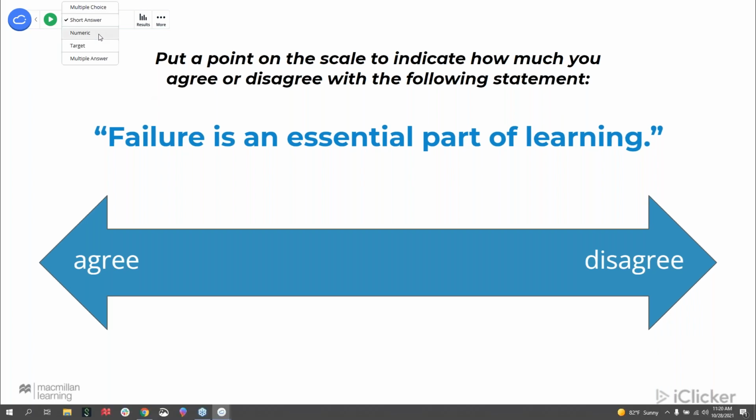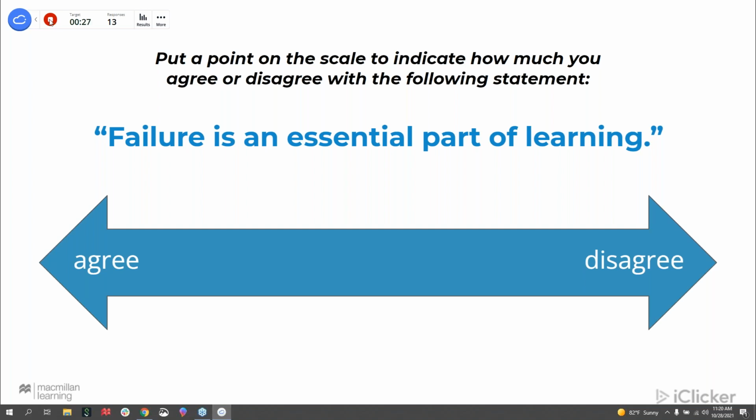Okay, here's another question. Failure is an essential part of learning. This is another target question. I'm going to make it a target question. I'm going to hit that play button. I get a preview of what is sent to my students so I can be sure I sent the right thing. And now all you have to do is touch where on this arrow your agreement or disagreement with this statement up here about failure is, and then hit the send button. All right, we got 11 people now. Super fun. 13, great.